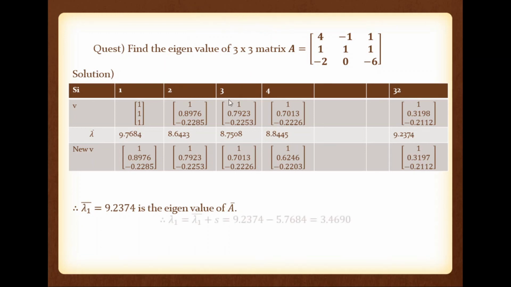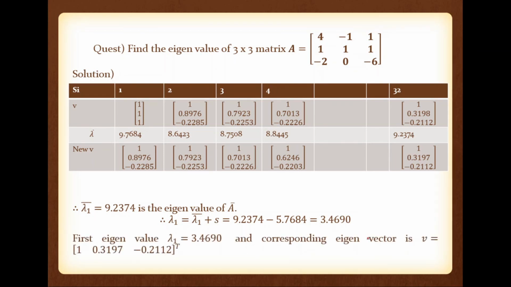So what is lambda 1? Lambda 1 is lambda 1 bar plus S, equal to 9.2374 minus 5.7684, that is equal to 3.4690. So please note, this eigenvalue, lambda 1, is the intermediate eigenvalue, equal to 3.4690, and the corresponding eigenvector V is equal to 1.3197, minus 0.2112. Okay, so these are the three eigenvalues.